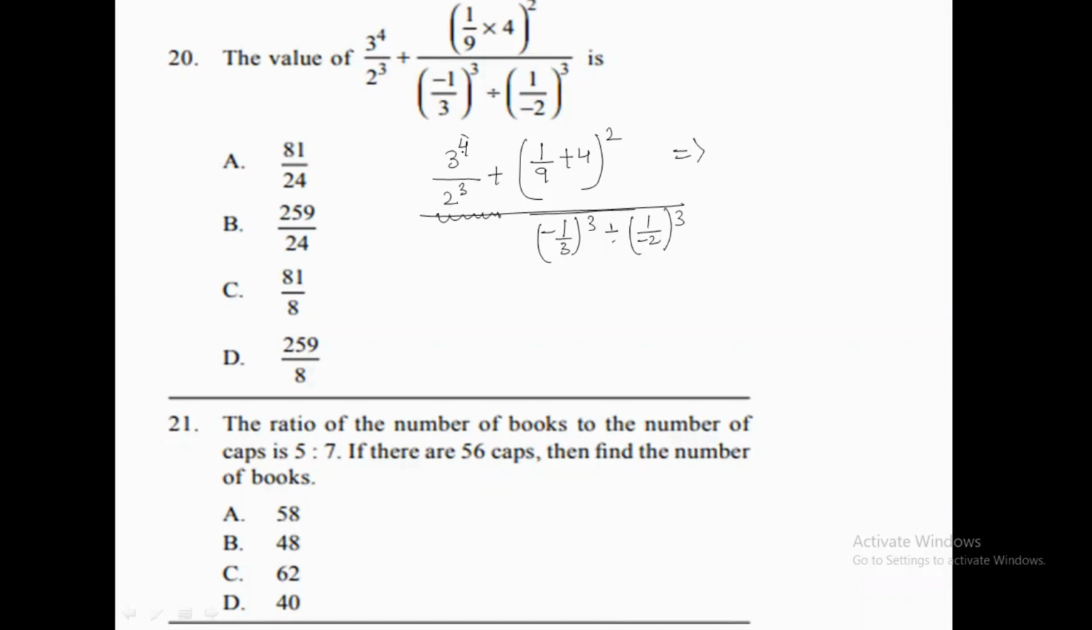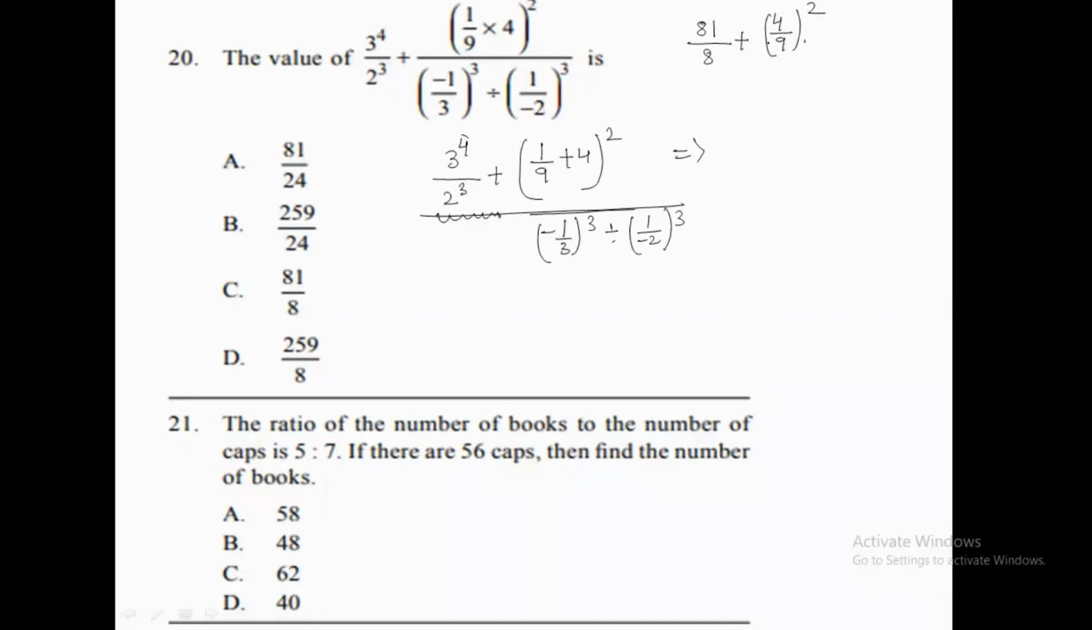What is 3 raised to the power 4? When we solve it, we get 81. 3 raised to the power 4 is 81 and 2 raised to the power 3 is 8. We can write it here like this. Then we need to add 1 by 9 into 4 and whole raised to the power 2. When we solve it, we get 4 by 9 and whole raised to the power 2.